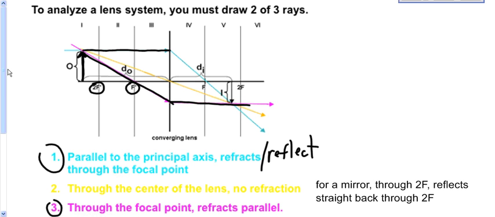So you see how these are just opposite rays of each other? Parallel, through F, parallel. So those are my two. Now I could stop there, right? Because as long as my two rays converge over here, then I know where my image is.